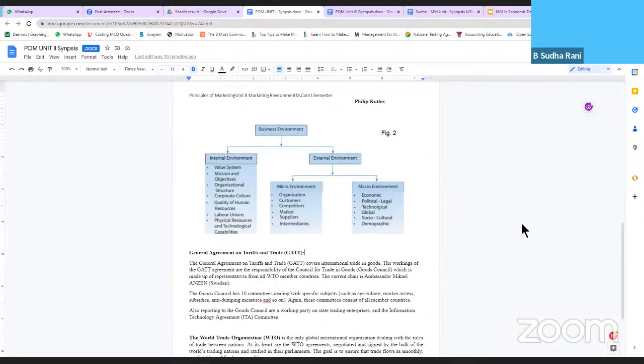I think Raima, we are still lagging. Market environment is over, right? Market segmentation and consumer behavior. Services marketing. Important.